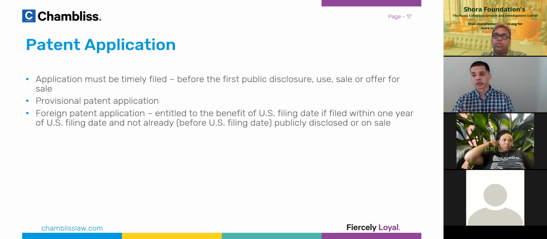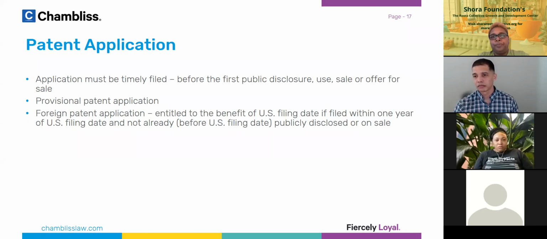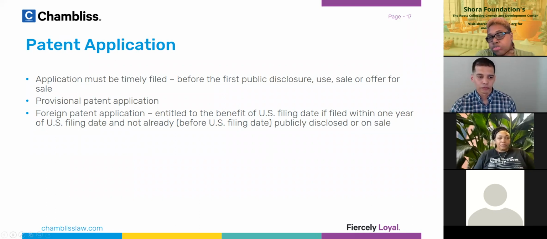But a lot of countries have what's called the absolute novelty requirement, which means before you tell anybody, you have to file. There is no grace period. There is no 1 year. You have to file. And if you don't, and you try to get a patent, that patent is going to be invalid in that country. Wow. So, very important.